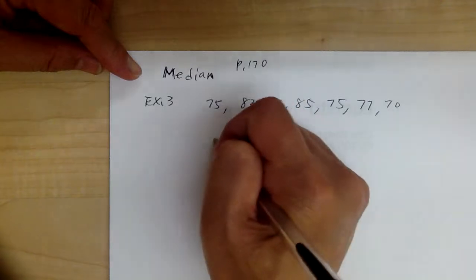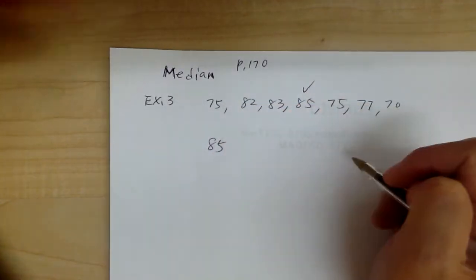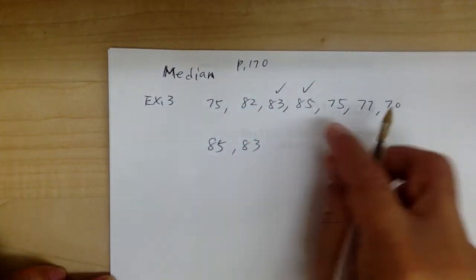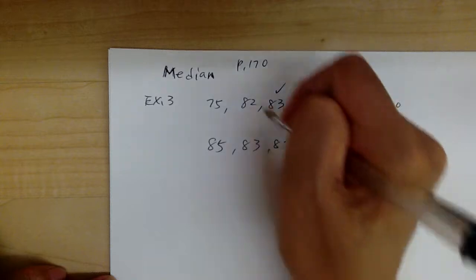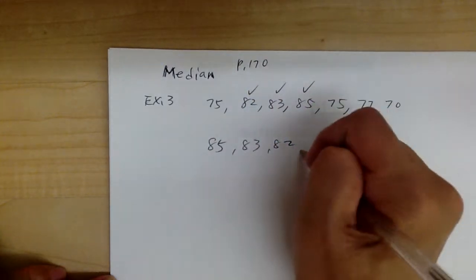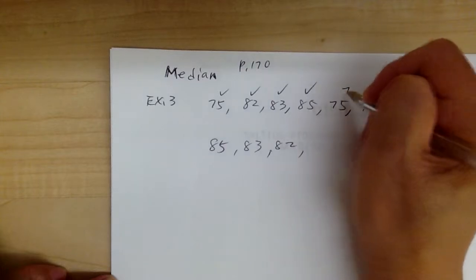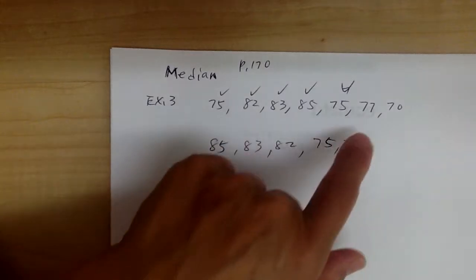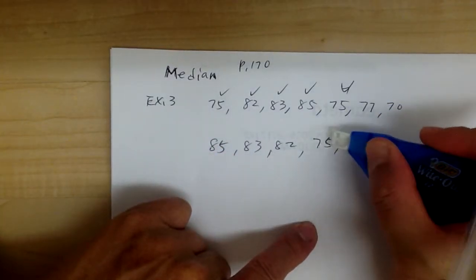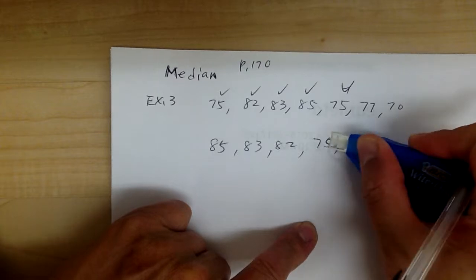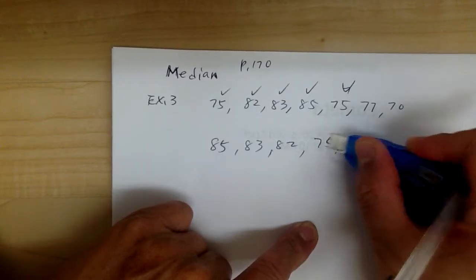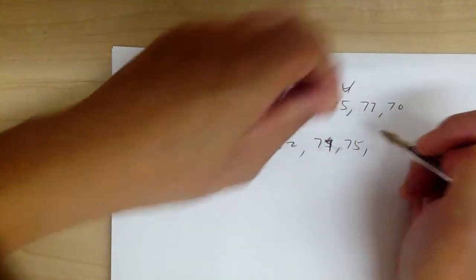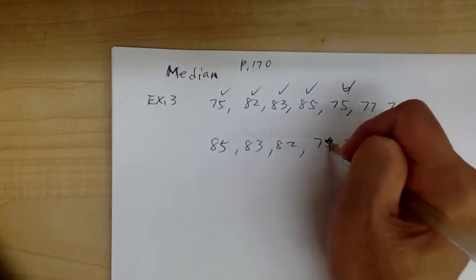So this is the highest, so 85. I'm going to put a check mark so I know I did that one already. Next one is 83. Okay, so check. Next highest one is 82. Check. And after that, the next one is 75. Now there are 2 of them, right? So it'll be 75 and 75. And next, see, that's why you have to be careful. There's a 77. Okay, so the next one is actually 77. Okay, so make this 77. And then 70. Okay.